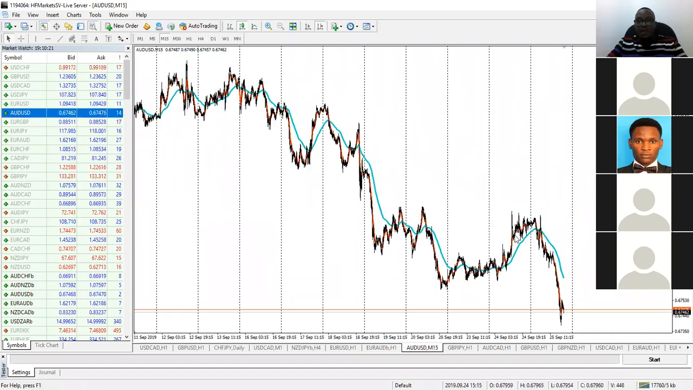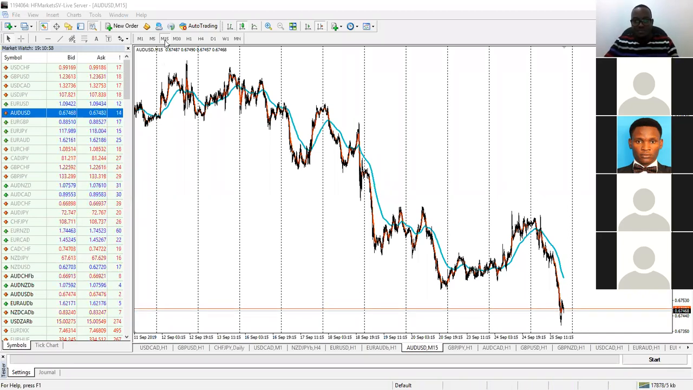Let's see. Now, you see this period separator. Every separation here represents one day. When you go to 15 minutes time frame, make sure you condense your chart just like that. So this is a period separator, and you can see there is a separator in every area here. Every period separator you see here represents a single day under 15 minutes time frame. See what I mean, guys? It's very important to notice that.